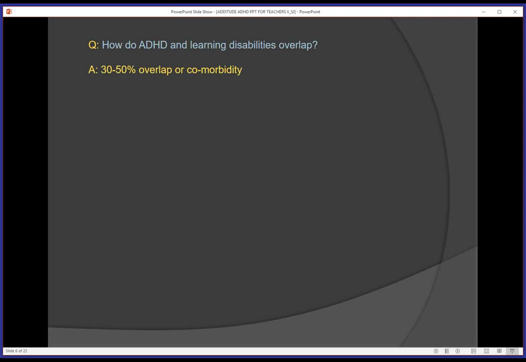I mentioned in the last slide that it's usually thought that there's a 30 to 50% overlap, or what's called comorbidity, of ADHD and learning disabilities, and it works both ways. The thing to remember in this case is, because these conditions often live in one individual, one of these conditions affects the other. A kid with ADHD may have behaviors that look like learning disability, and a kid with a learning disability may have those weaknesses exacerbated or made worse by the presence of inattention.